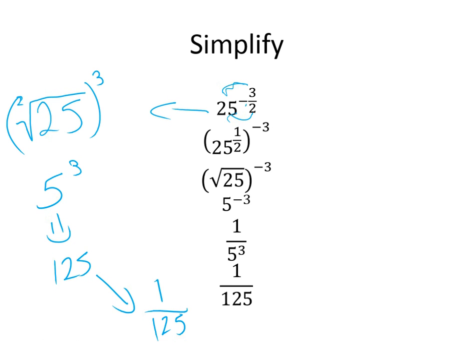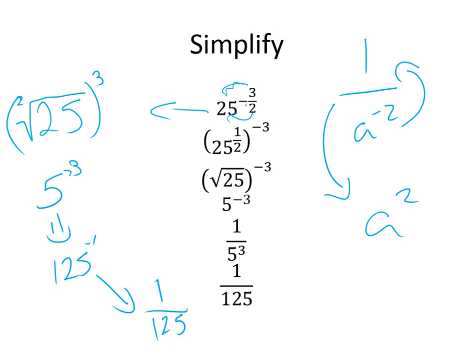Okay. So again, you could square root it and then cube it. You could have cubed it and then square root it, and it would have gotten you the same answer. And then you had this negative still floating around, which puts it in the denominator. So anytime you see a negative, you put it in the denominator. If it's already in the denominator, you put it into the numerator. It switches positions. So if you had 1 over a to the negative second, that is a squared. Okay. As you see, since it's a negative, it goes back up top.